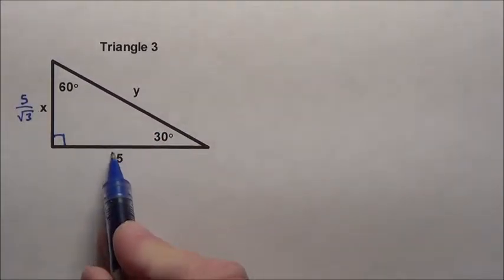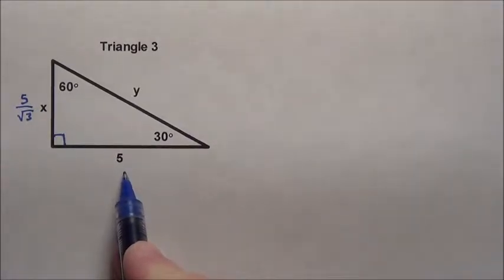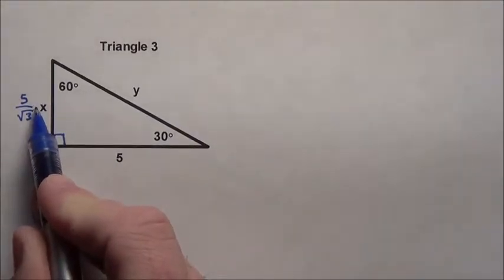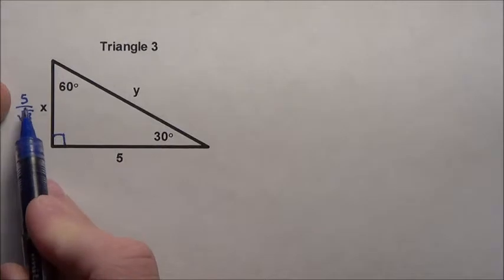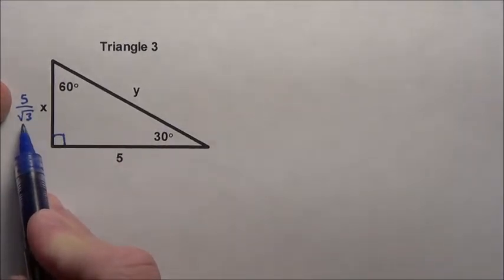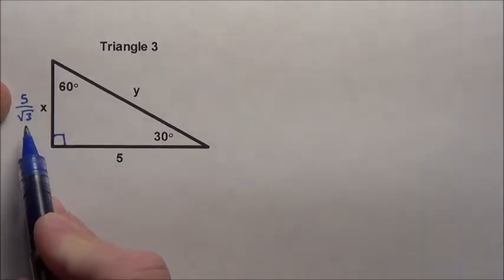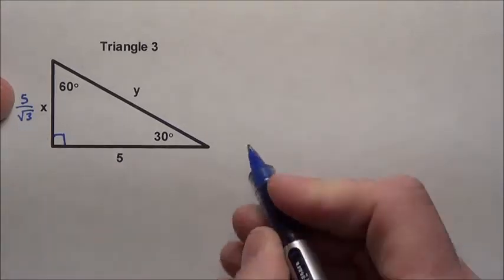Because this is 5, I multiplied this by square root of 3 to get here, so to get back, I have to divide by square root of 3. But you can't leave your answer like 5 divided by root 3 because you can't have a radical in the denominator. So we have to rationalize this denominator.